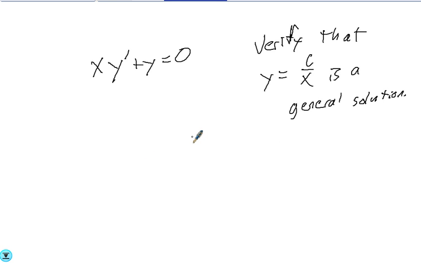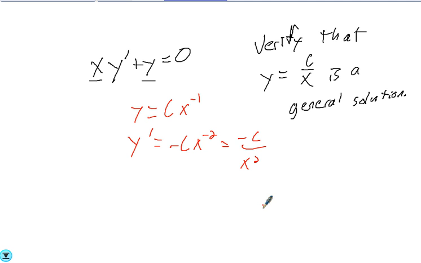Okay, so verifying that something is a general solution is just saying, well, this is the general solution, but I want you to show me that it is. So, we know what x is, it's just x. We know what y is because it tells us here. So we need to find y prime in this one, or the first derivative. So let's say that y is c times x to the negative 1. So y prime is negative cx to the negative 2, or negative c over x squared.